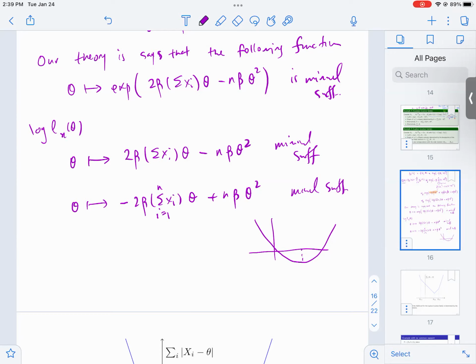So there's a bijection between this function and the summation of xi's. So the sum of xi is minimal sufficient. We didn't actually need to do the bijection. One direction is enough. I'll let you figure that out. But when you establish a bijection, you also prove that it's sufficient. So you prove both that it's sufficient and minimal sufficient, because this is in bijection to the entire function.